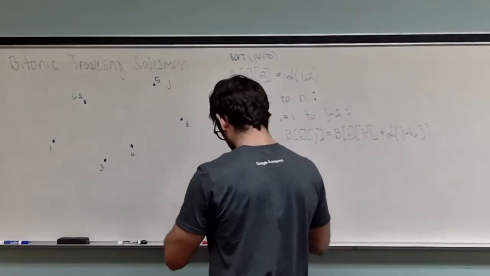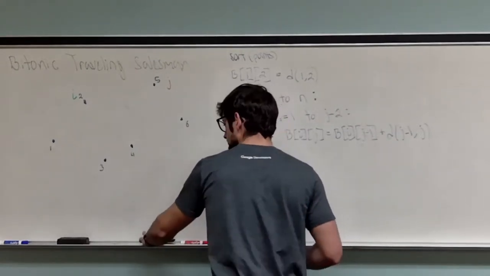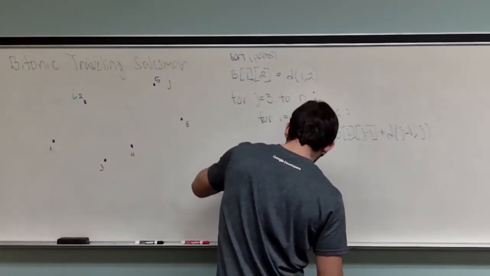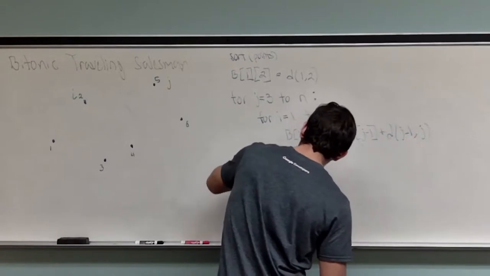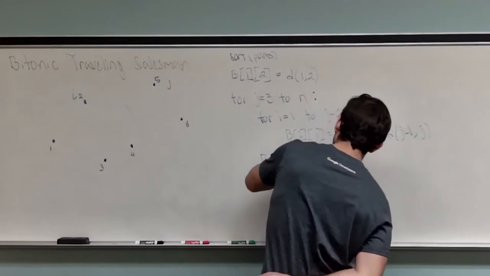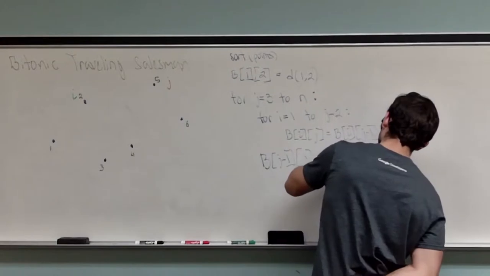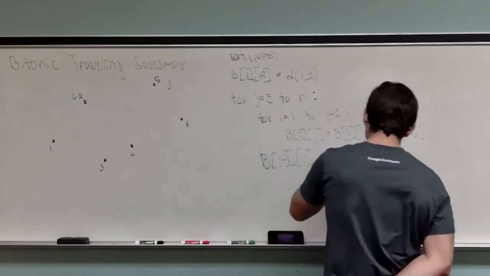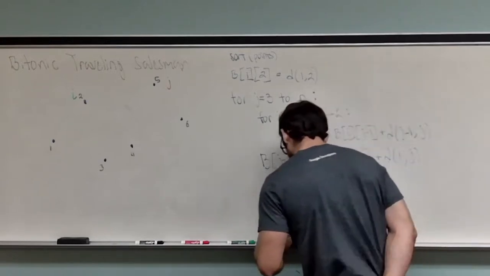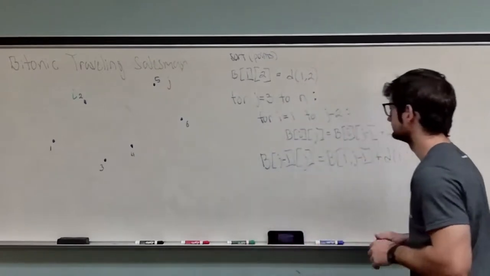I know we're running pretty short on time. The second part is B, J minus 1, J is equal to B, 1, J minus 1, plus D, 1, J. Okay.